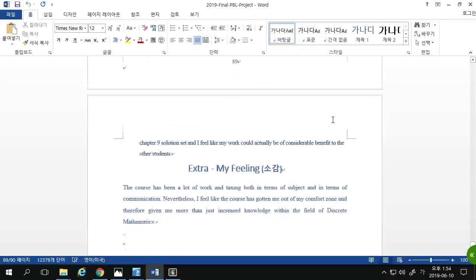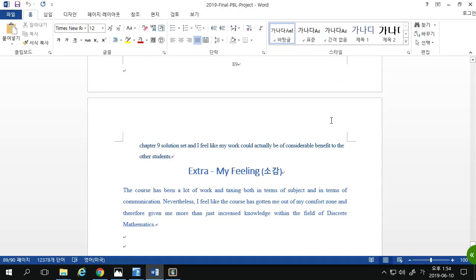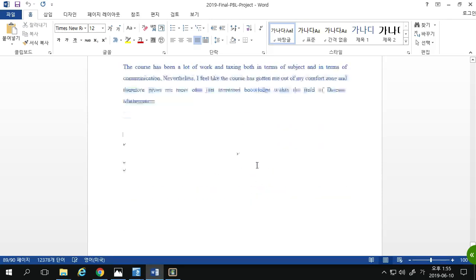Yeah, and finally, I think the course has been a lot of work and taxing, both in terms of subject and in terms of communication. But nevertheless, I feel like the course has got me out of my comfort zone and therefore given me more than just the increased knowledge within the field of discrete mathematics.